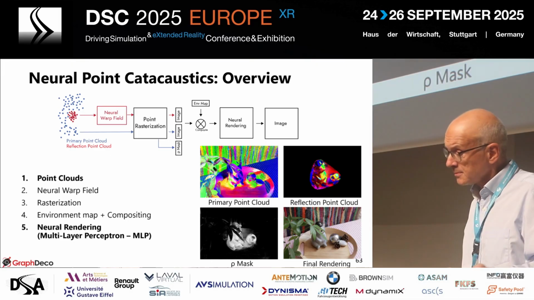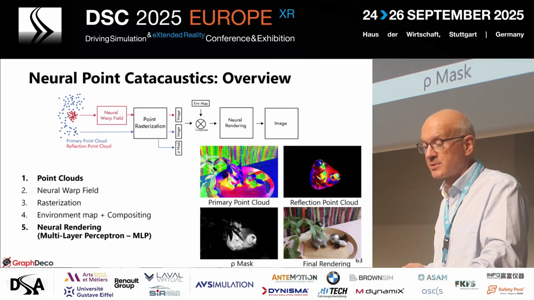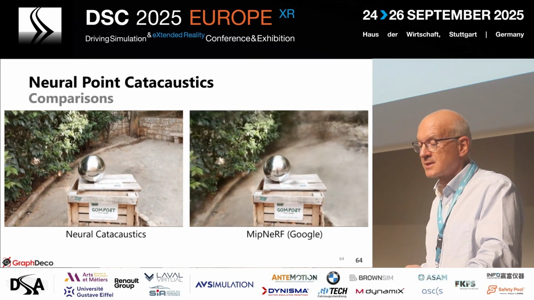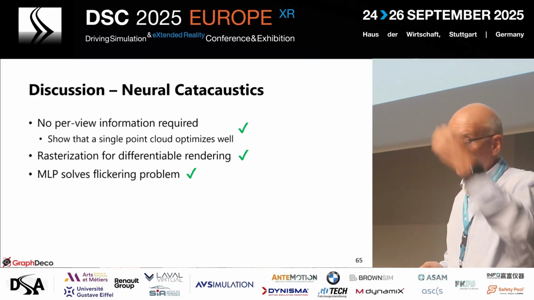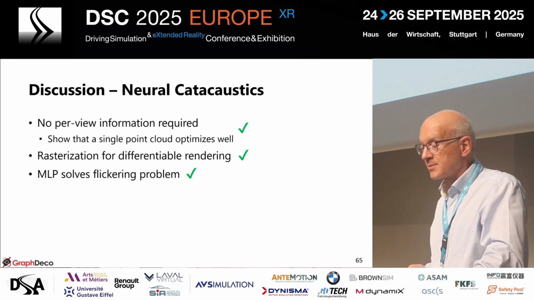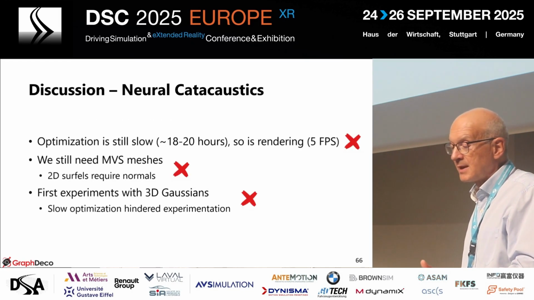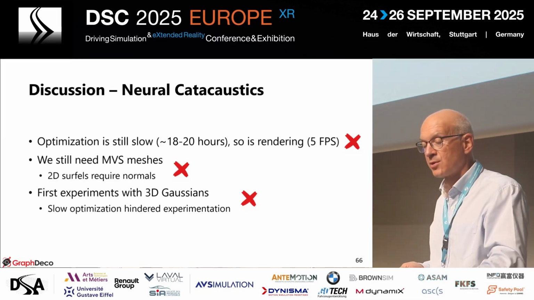And then we tested different neural architectures, and we found that multi-layer perceptrons were much better. And we got better results than the state-of-the-art at the time. So we were able to get rid of the per-view information, and we had the elements that I said before. But optimization was still slow, and we still needed the MVS meshes to initialize the circles with the normals.